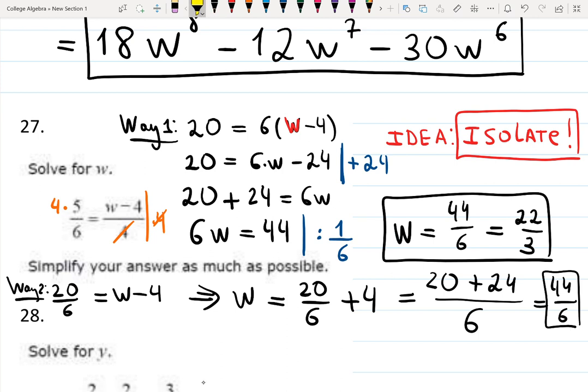And that's the creative part of mathematics. Try different ways, compare them, and choose the one you like.